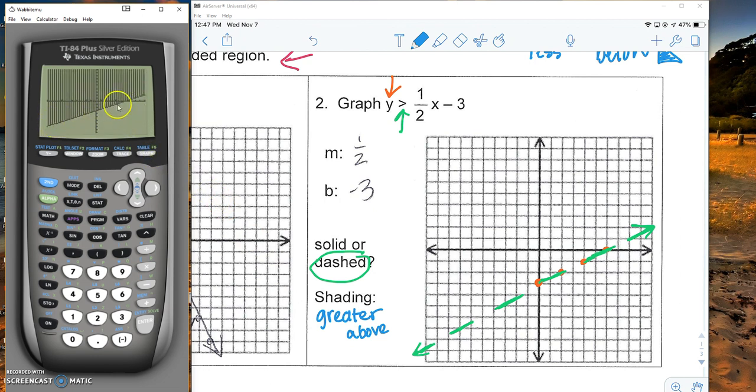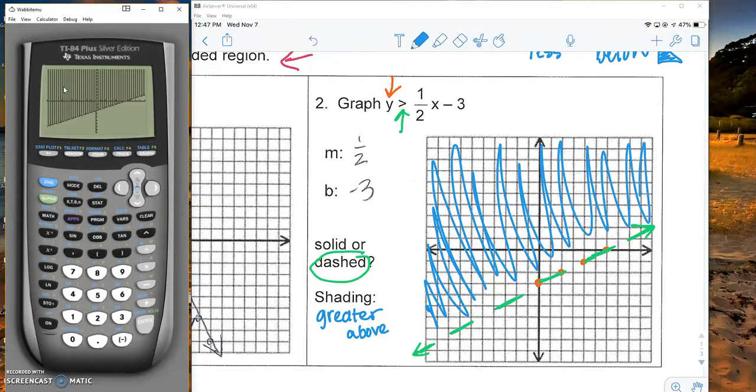And I can see the line that's right here. It will not tell you if it's dashed or solid, so you do need to know that. But I can see now that the shading in the calculator is above my line, so I will shade everything above my line. So you can let the calculator show you how to graph it, but you will still have to put points on here, and you will still have to do the shading. You cannot leave these graphs blank.